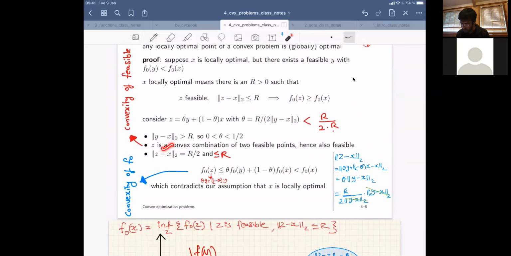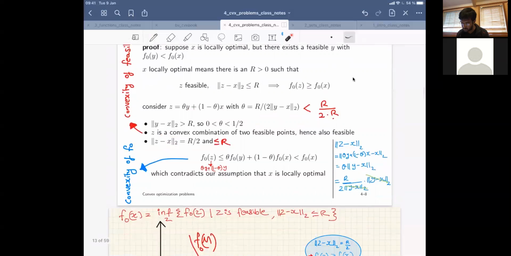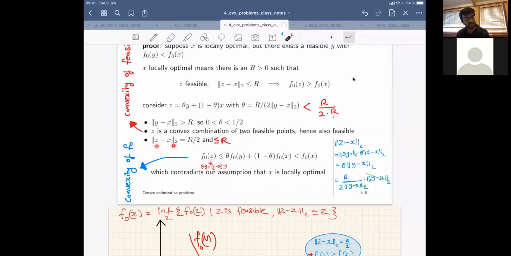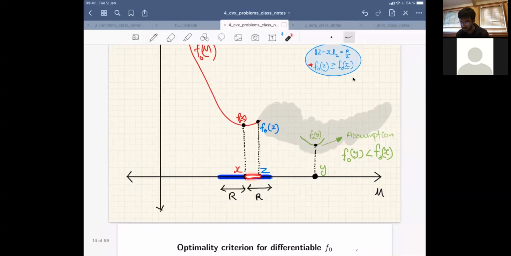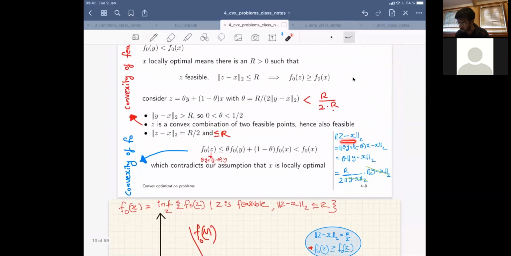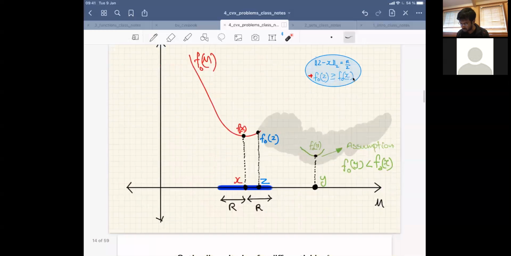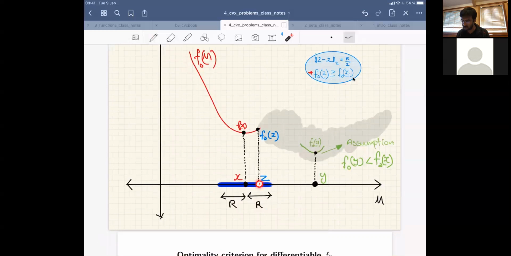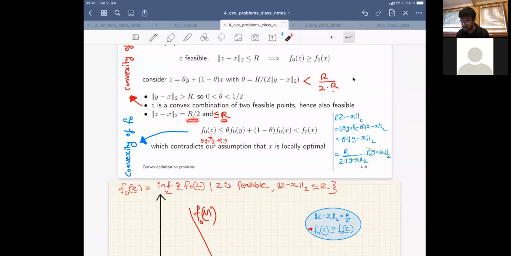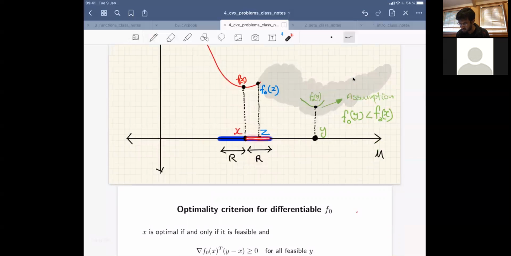Now, of course, z is a convex combination between x and y, so z is feasible. We know that. Now, what is the distance between z and x? You can verify that here. z minus x, you take the norm. Replace z with a convex combination of x and y. Okay, so you get this. Now you substitute the value of theta, this value. This norm will get cancelled and you will get r by 2. Why am I making a particular choice of theta? Because I want to say that I can find a z in this region. Now the distance of z from x is r by 2, which is less than r. That means z is falling within this neighborhood.